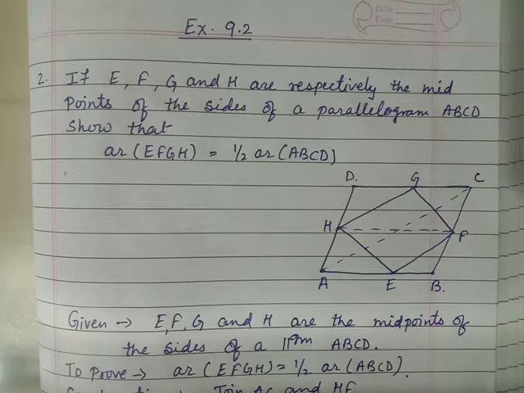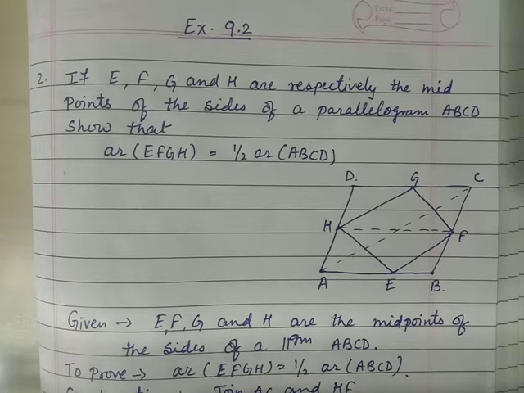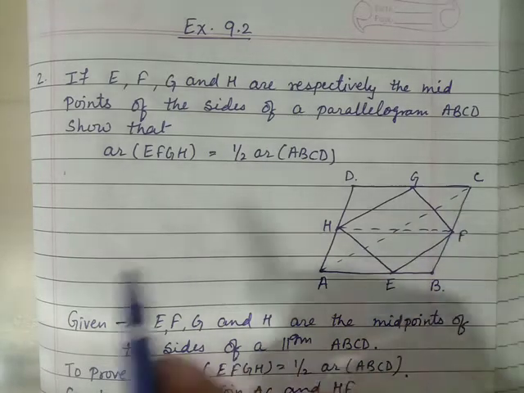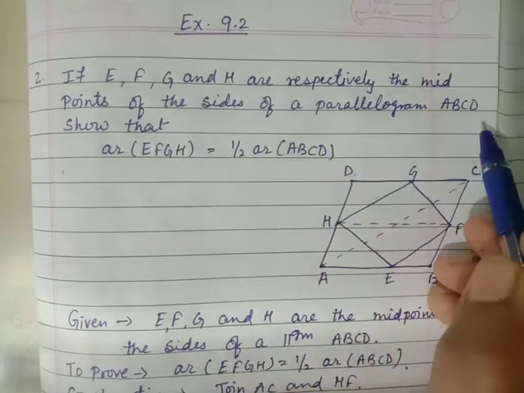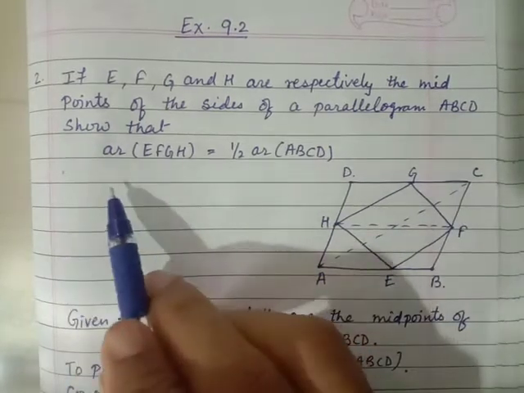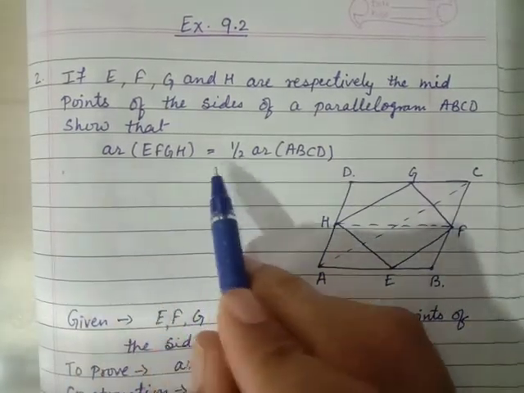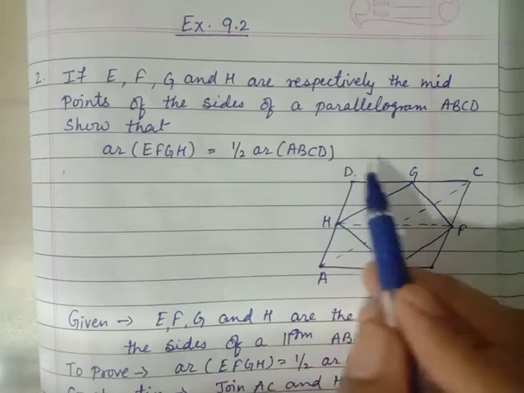Good morning, students. Today we'll start chapter 9, areas of parallelograms and triangles. Now we are doing question number 2 of exercise 9.2. So the question is, if E, F, G, H are respectively the midpoints of sides of parallelogram ABCD, then you have to show that area of EFGH is equal to half area of ABCD.